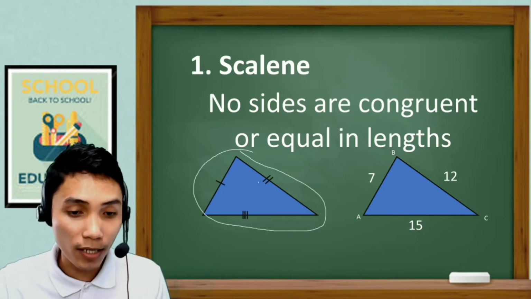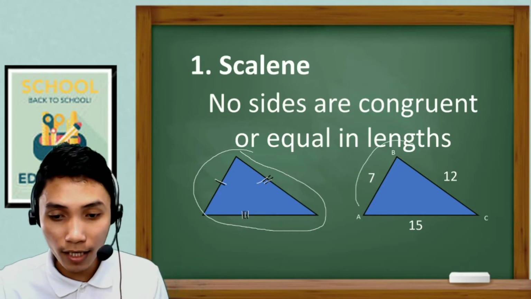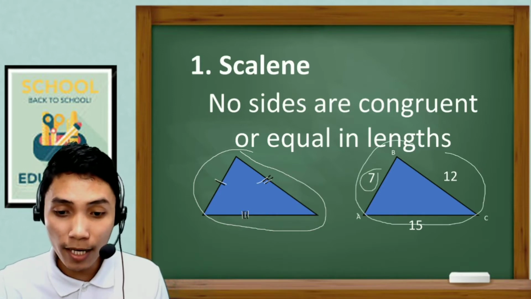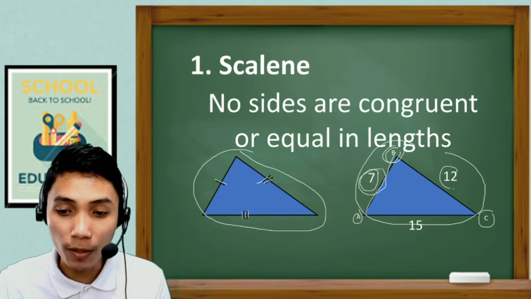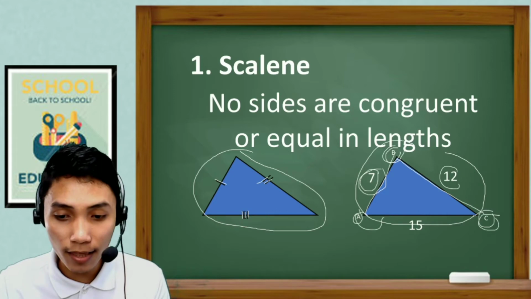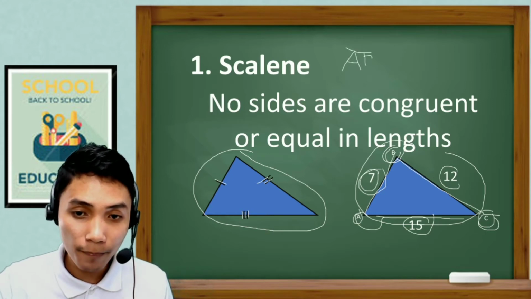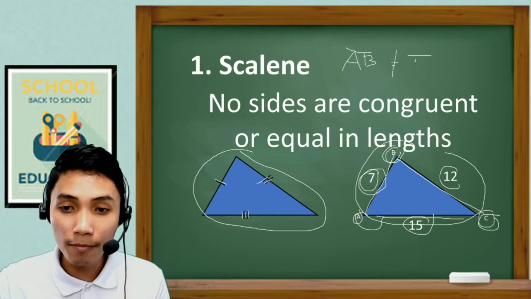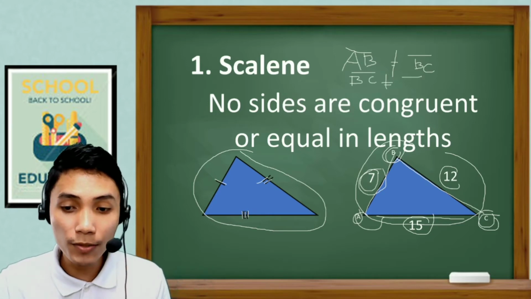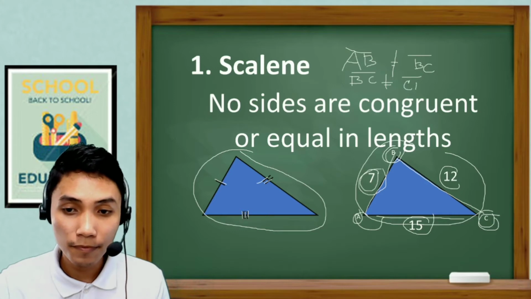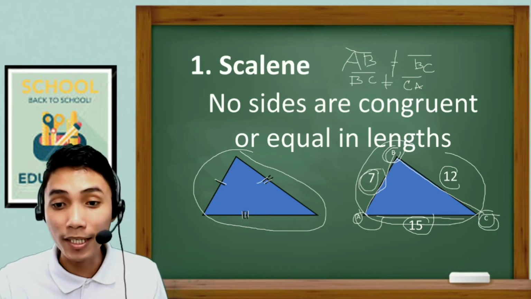Kung makita nimo ang atong triangle, dili sila equal og sides. Okay? So they are different. Dire makita nimo nga naa gyud siya sukod. The line AB is equal to 7, and the line BC is equal to 12. The line AC is equal to 15, which means the line AB is not equal to line BC, and line BC is not equal to line CA. Okay? So, mao na siya ang scalene. No sides are congruent or equal in lengths.